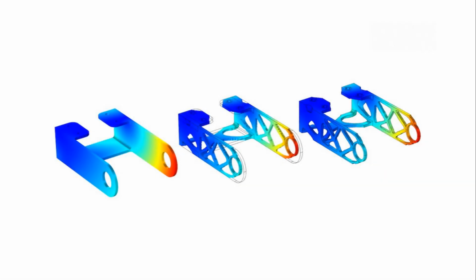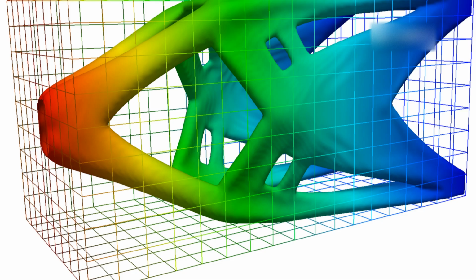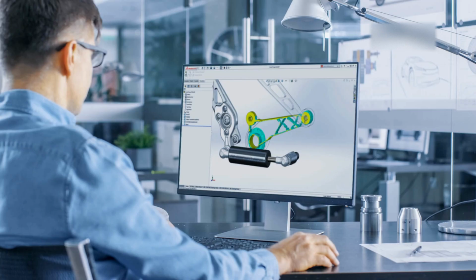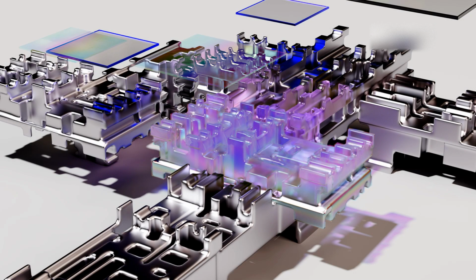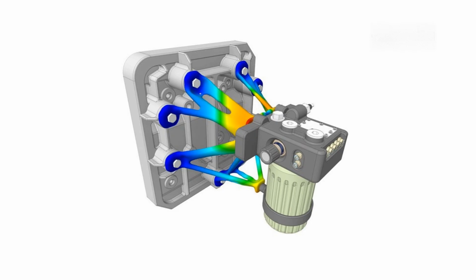Let us dive into the detailed process of topology optimization. The process is driven by mathematical algorithms and finite element analysis, or FEA, ensuring that the resulting geometry can withstand real-world forces efficiently. Engineers begin by specifying the region where the part can exist. This includes the external dimensions, mounting points, and areas that must remain solid or open.